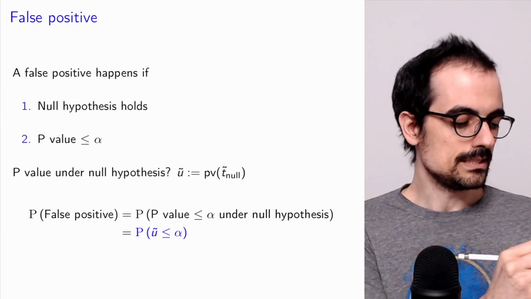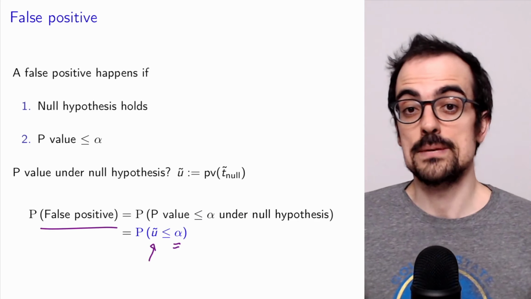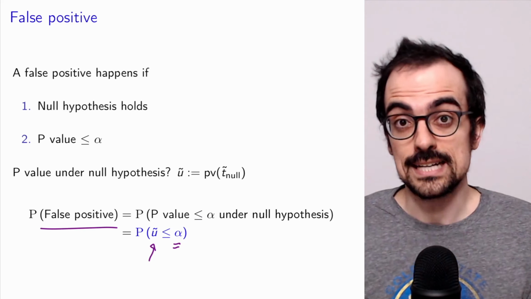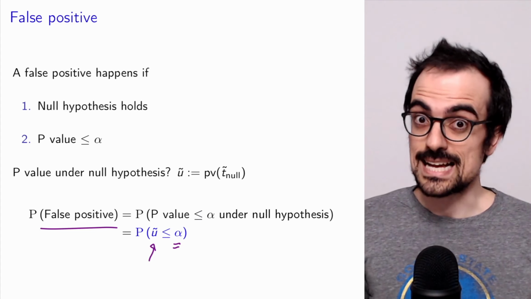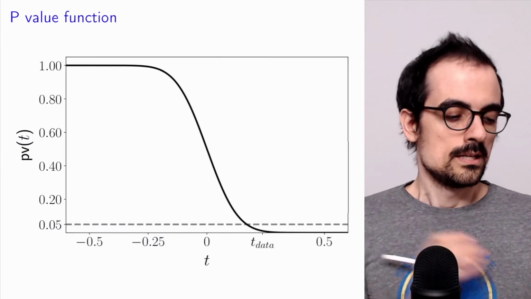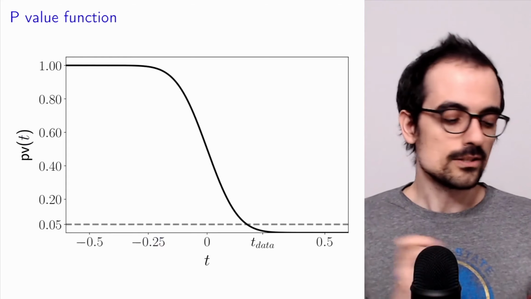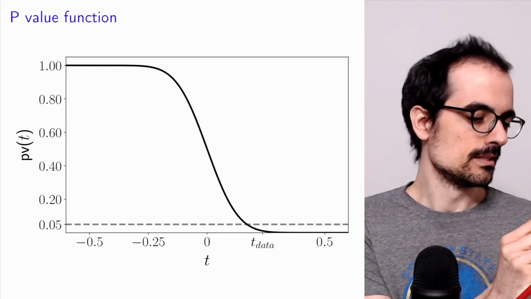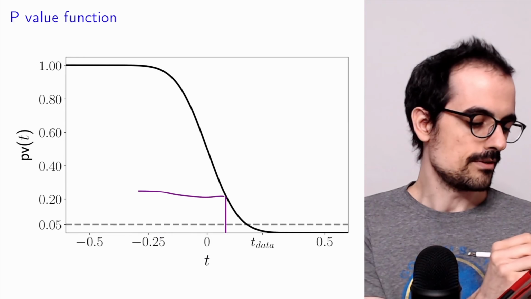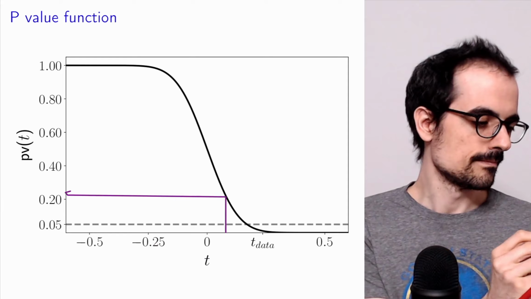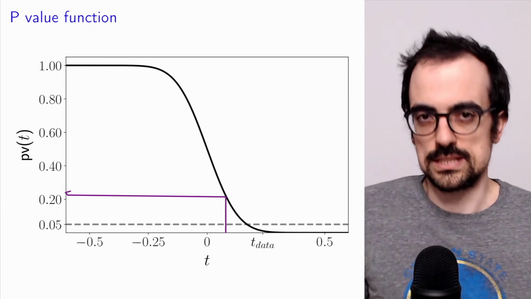In particular, the probability that that random variable is smaller or equal to alpha is the probability of a false positive, because when the p-value is smaller or equal to alpha, we reject the null hypothesis. And here we're seeing what is the probability of that happening if the null hypothesis actually holds. So just to be very clear, as I said a moment ago, the p-value function is a deterministic function. So we can plug in here. Now I'm going to draw straight lines so they look a bit nicer. For every value of the test statistic, it's going to map it to the corresponding probability that the test statistic is greater or equal to that value, which is the p-value.